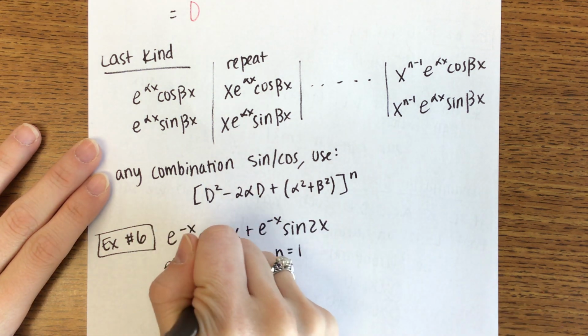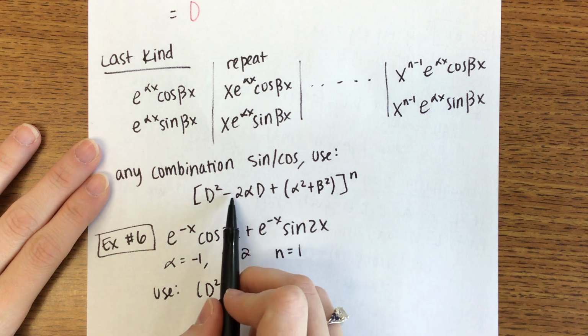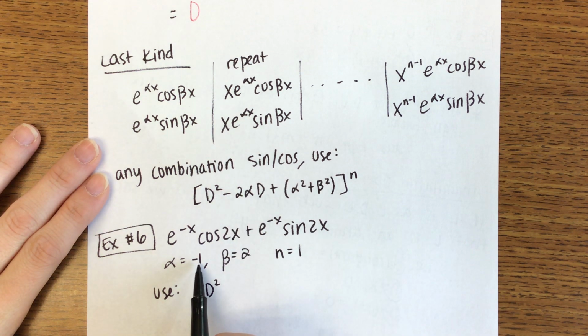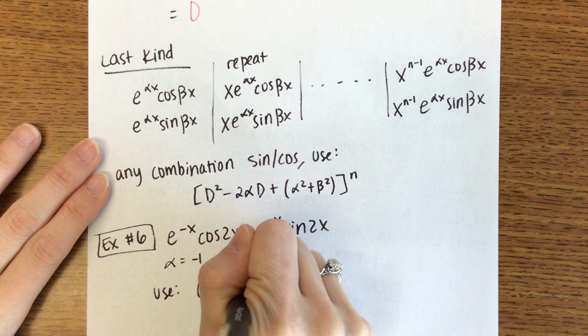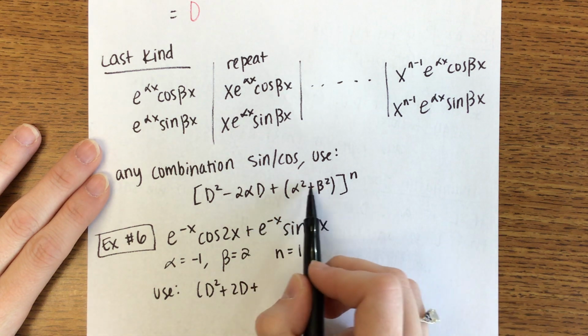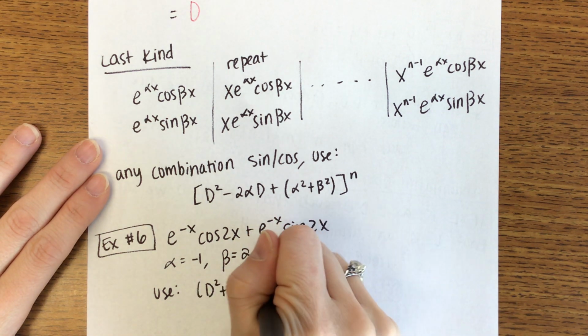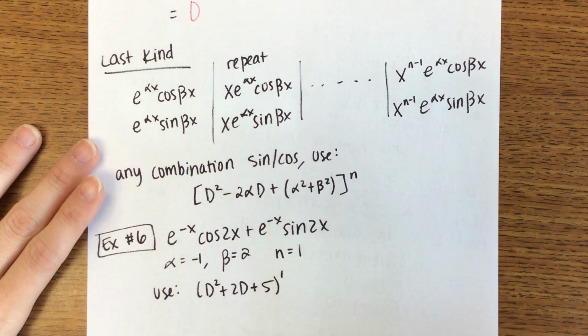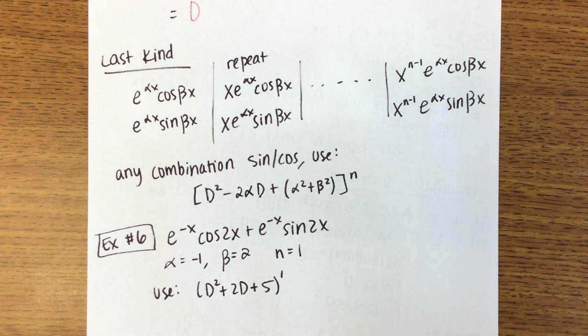So then we'll use d squared minus 2 alpha. Alpha is -1 though. So plus 2d plus alpha squared plus beta squared. 1 plus 4 is 5 to the first power. Okay. I'm not going to have us verify because I think you can do that on your own. Any questions before we talk about the last idea with annihilators?